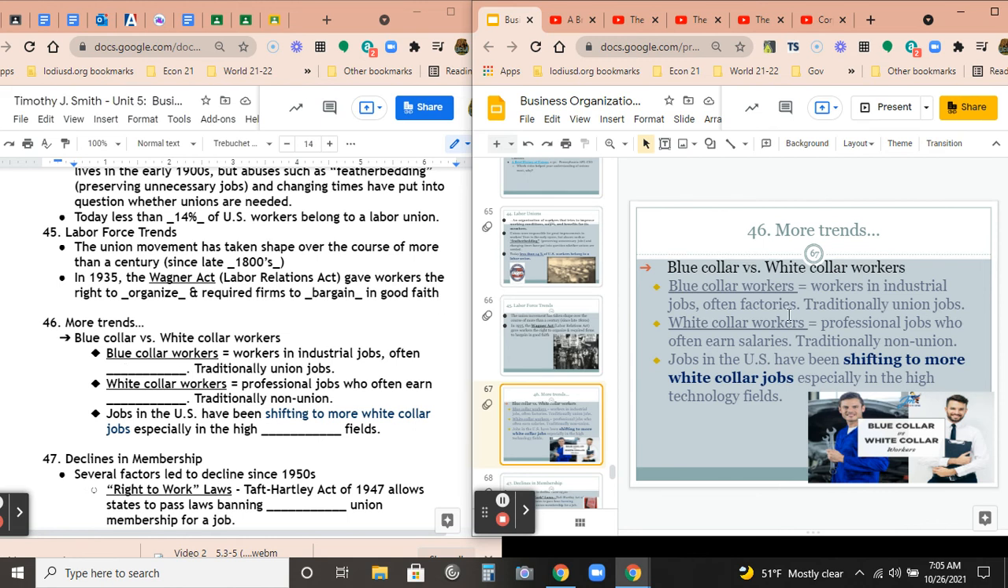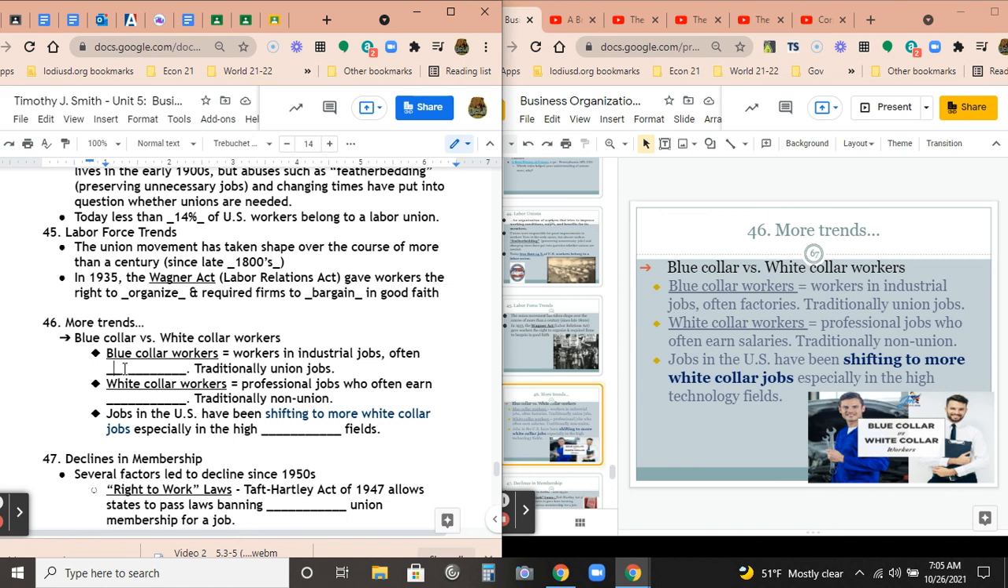All right, more trends. You got blue collar versus white collar workers. When you talk about blue collar, you're talking about someone more likely to wear a uniform. These are industrial jobs. They're often factory jobs, but they could be skilled labor blue collar jobs like a plumber, electrician, welder. These are traditionally union jobs. The more skill you have in those jobs, the more they tend to pay. Less skill, the less they tend to pay. I saw in the news that there's this shortage of truckers right now, and generally the market will try to correct those kind of things.